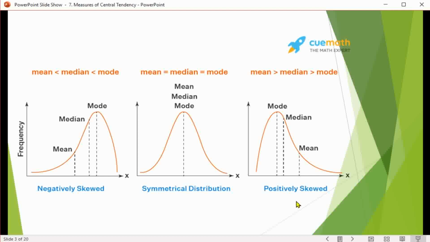Usually, if the distribution is skewed, that means there is a presence of outliers or extreme values in our distribution. In normal distribution, ideally we have to make sure that the distribution does not contain any outliers or extreme values.